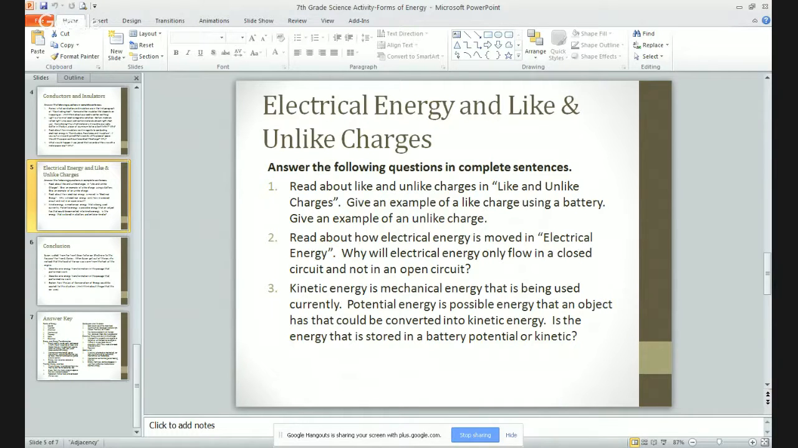Why will electricity flow only in a closed circuit and not an open circuit? With the closed circuit, you are completing the circuit. There's not a hole. It's like trying to pass water through a tube that is in two pieces. You need to have it connected in order to get the water to flow completely. It's the same exact concept with your electricity. You've got to have a closed path, otherwise your electricity is not going to flow.